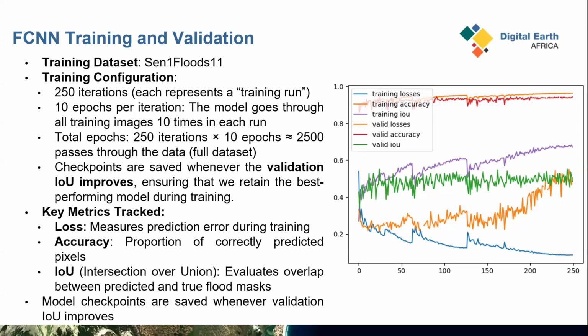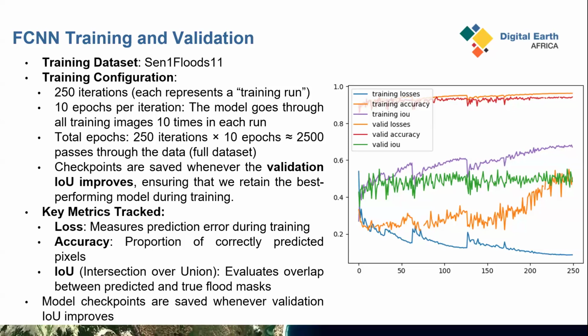the network sees the data sets 10 times over 250 iterations. So in total, it's about 2,500 times. Like I said, the original notebook says 1,000, but that's entirely up to you if you want to change that, as I did.